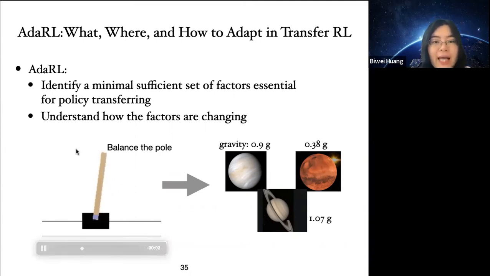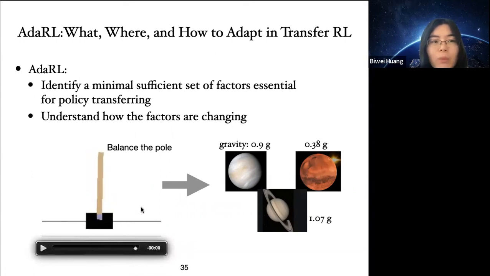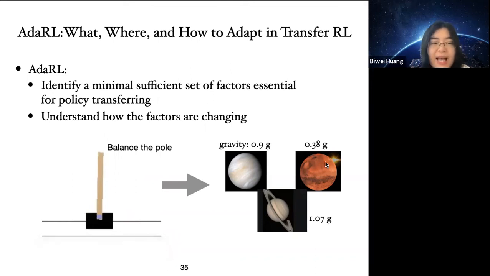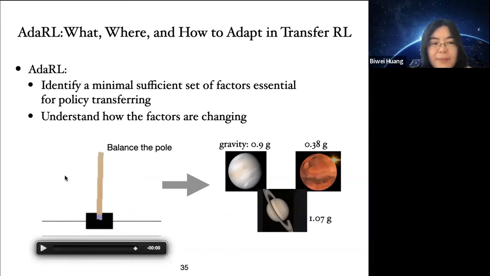For instance, for the cart pole game that aims to balance the pole by putting force on the cart to move it left or right. When we move this system from the Earth to the Mars, if the agent can characterize that it is the gravity that changes the policy and understand how it affects the policy, then the agent can quickly adapt the policy by estimating the one-dimensional gravity with only a few samples. It is more efficient as well as interpretable compared to directly transferring the observed high-dimensional images.